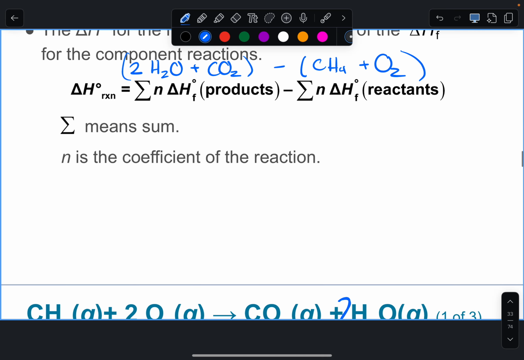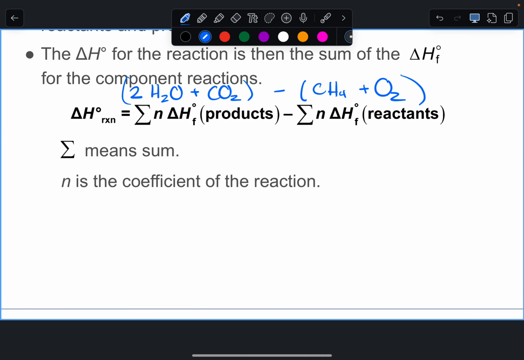And we could go ahead, I think in my other classes I did this. We go ahead and prove it. It comes out to be the exact same number, the 802.